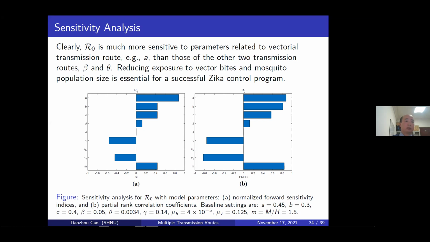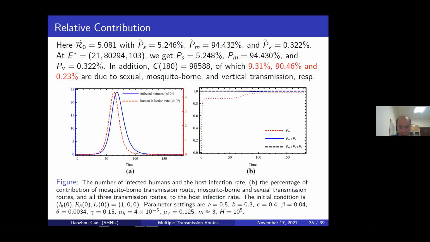So R naught is more sensitive to parameters related to mosquito-borne transmission than to those of the other two transmission routes. So this means that reducing mosquito bites and the vector population size is most important for a successful Zika control program. And then for the given parameter values, we calculate the basic reproduction number.